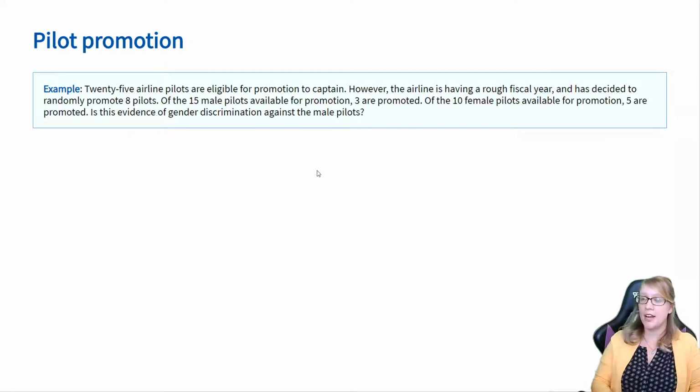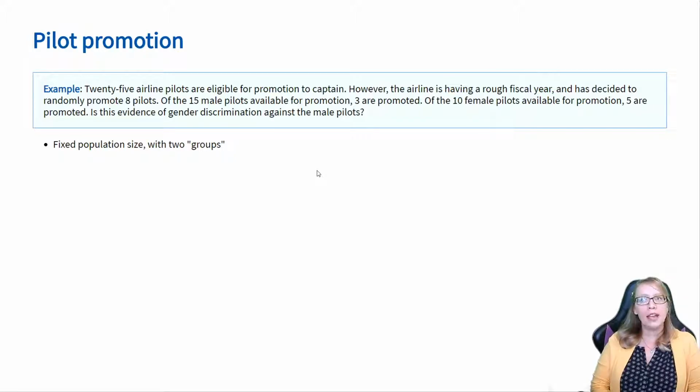We have 25 airline pilots who are eligible for promotion to captain. However, the airline is having a rough fiscal year and has decided to, out of the 25 who are eligible for promotion, randomly promote only 8 of them. Of the 15 male pilots who are available for a promotion, 3 are promoted. Of the 10 female pilots eligible, 5 are promoted. Is this evidence of gender discrimination against the male pilots?